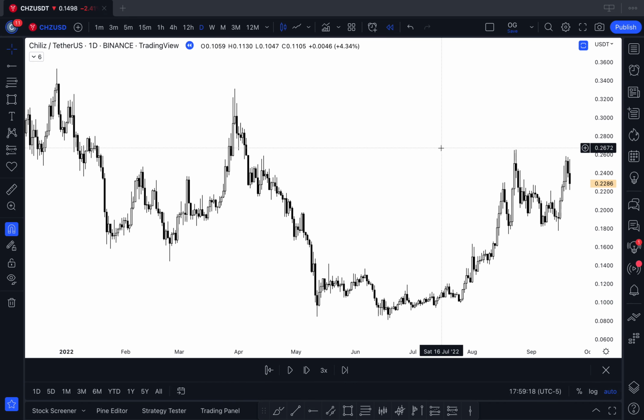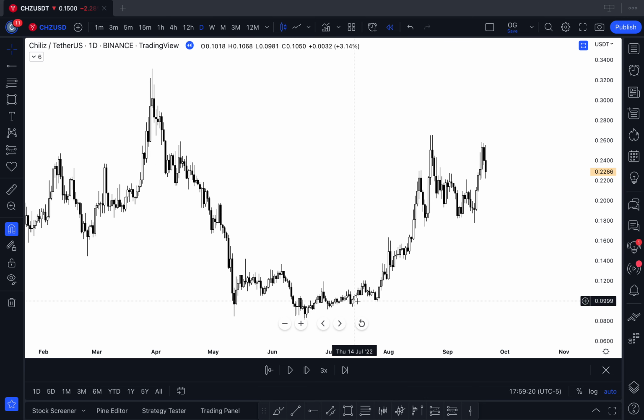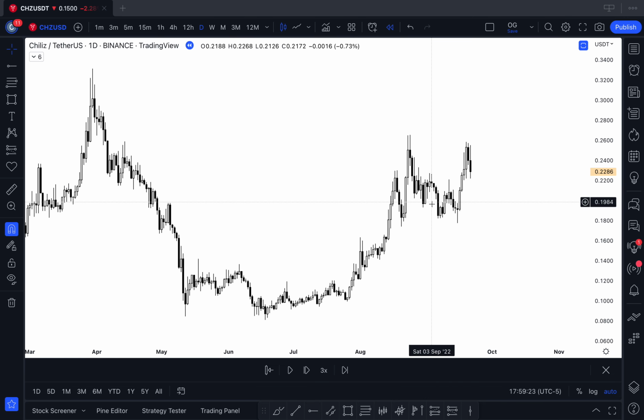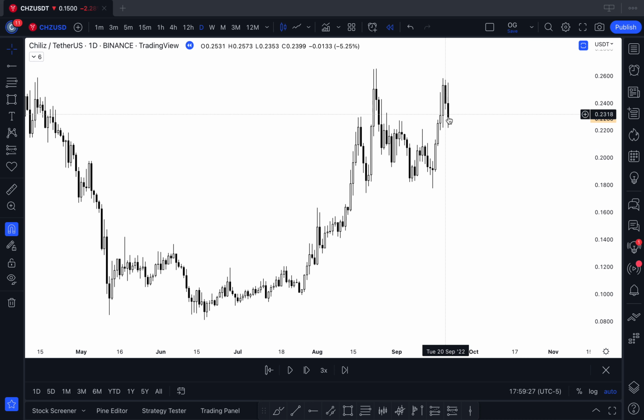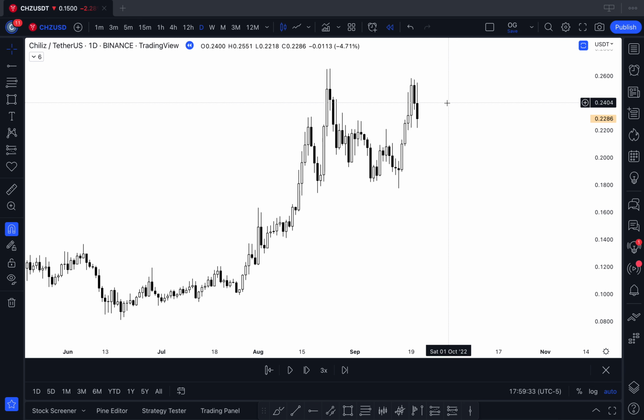Okay, so Chiliz, once again, range expansion, right? Found support in this area, started running back towards the highs, found an area of indecision at these highs, kind of like TWT is putting in right now. And then ultimately, this is where the idea came.